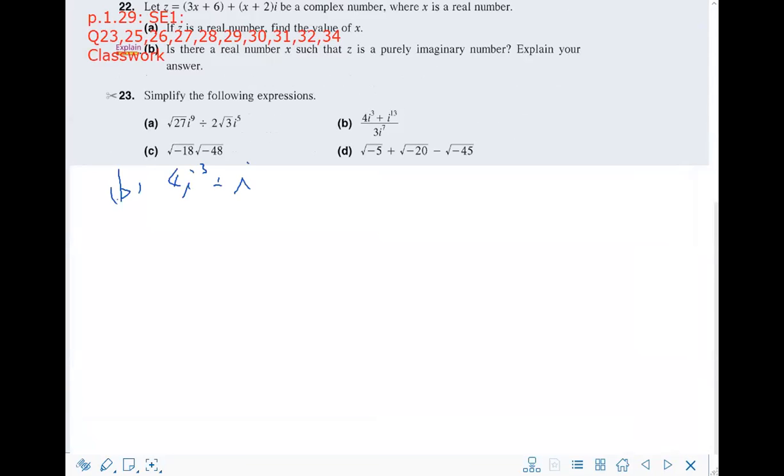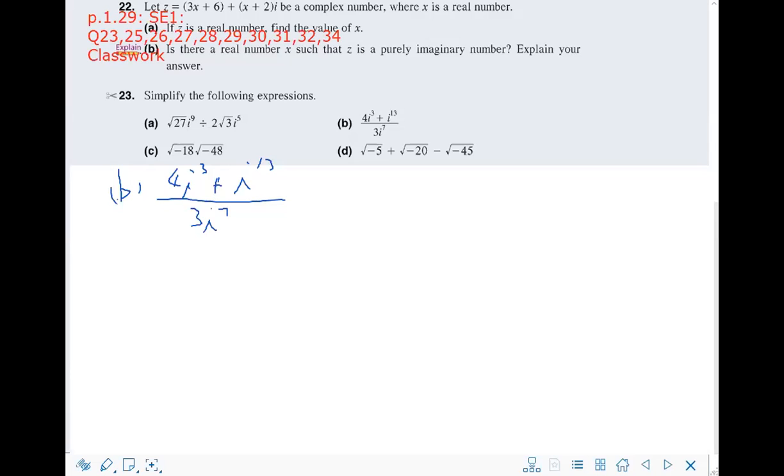Question 23B: 4i cubed plus i to the power 13, divided by 3i7. For this one, I suggest you simplify the i powers first.